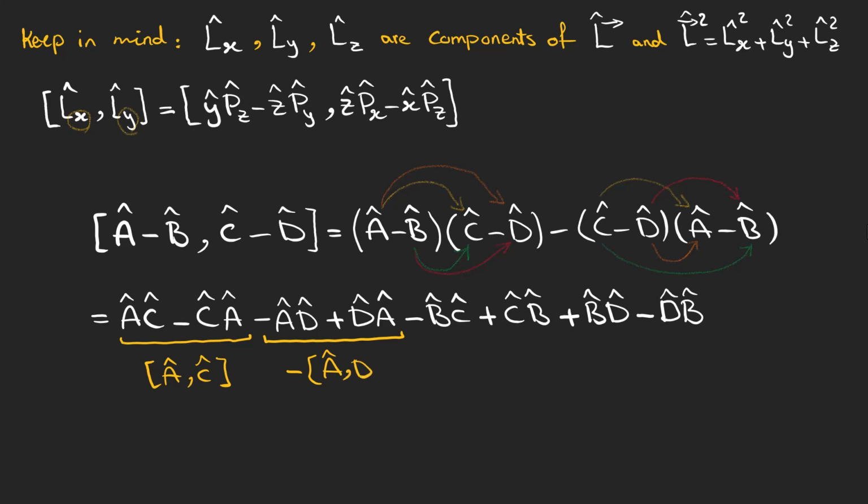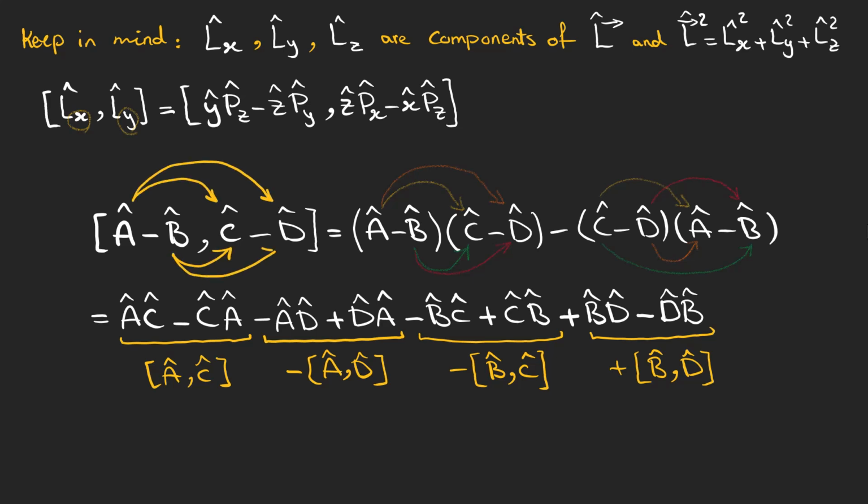The next two terms are minus A and D. And as you can see, the next one is minus commutation of B and C. And finally, the last expression is B and D, the commutation relation of B and D. So it's like that we are actually doing this to this expression.